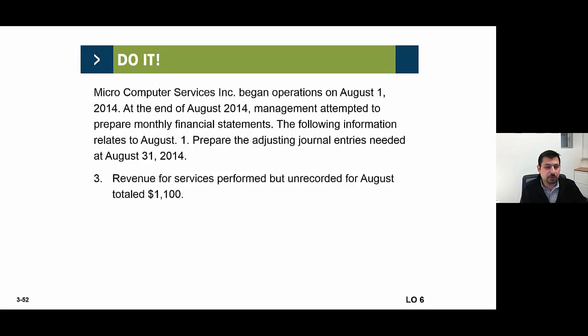The third entry is for revenues for services performed but unrecorded for August, which totaled $1,100. Here, the company performed certain services, but the company will not be paid yet. This is accrued revenues, and because they performed those services on account, we have an increase in the asset accounts receivable. So accounts receivable is debited $1,100, and service revenue is credited $1,100.